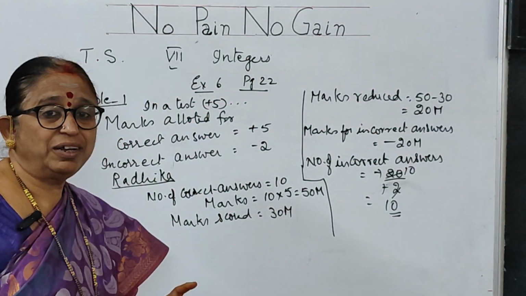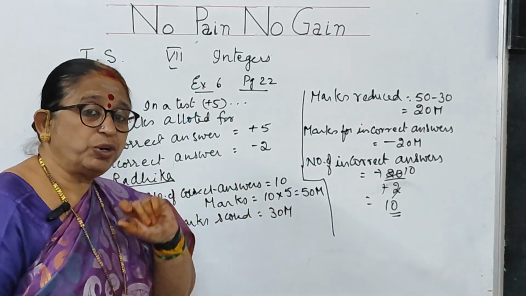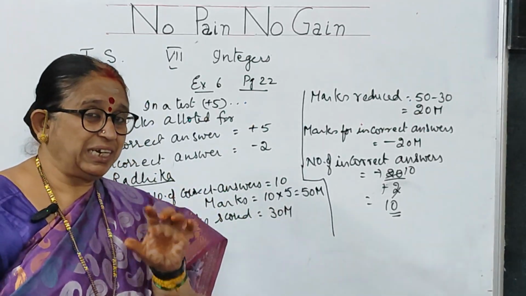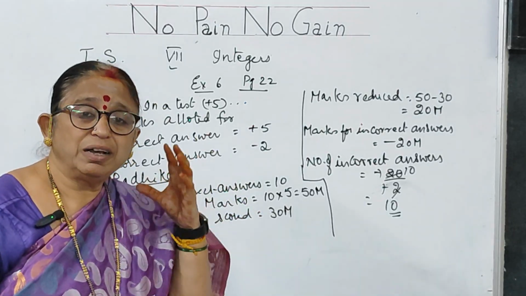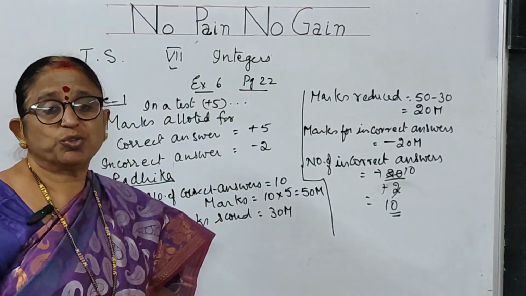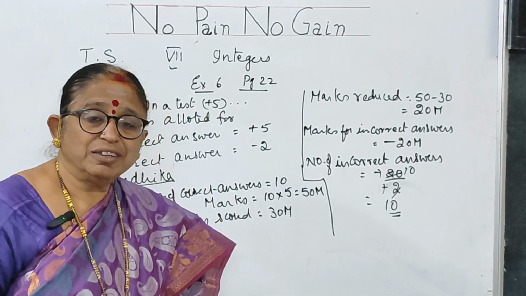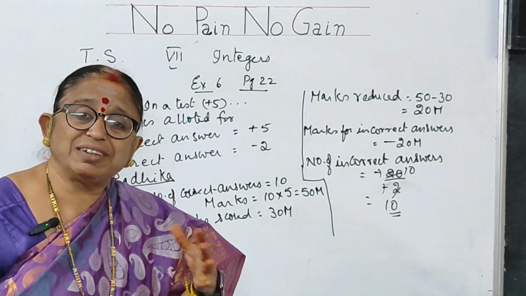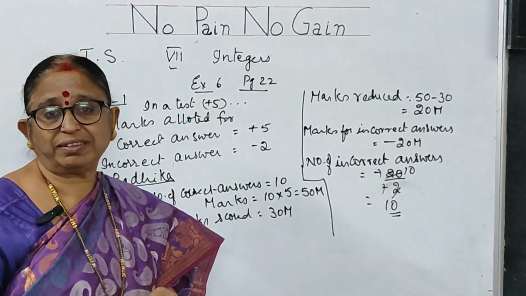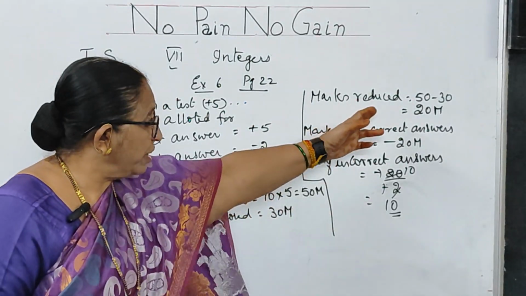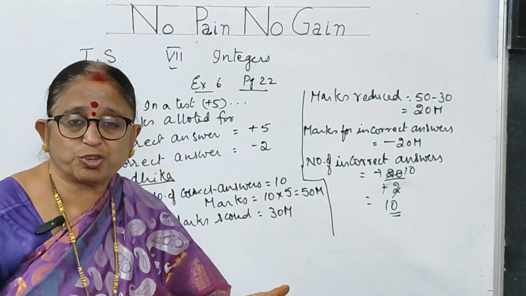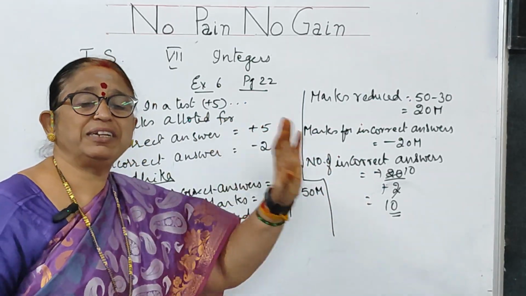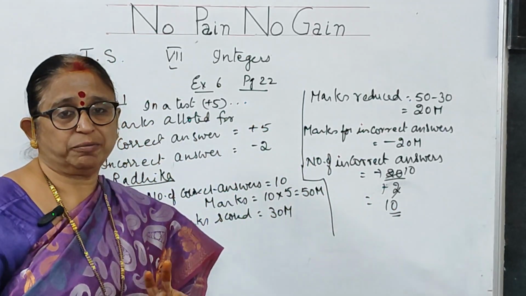That means what, children? Even though she is eligible to get 50 marks, she got only 30 marks. She has done some incorrect answers, so she has lost marks in it. First and foremost, what you need to find out is how many marks she has lost as wrong answers. For that, subtract the marks she has got from the marks she is supposed to get. That is 50 minus 30, 20 marks.